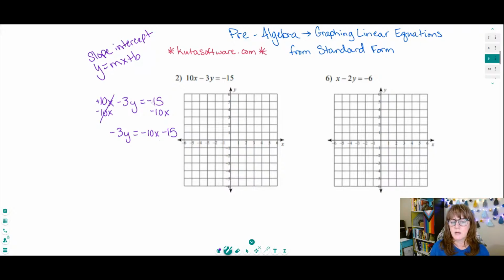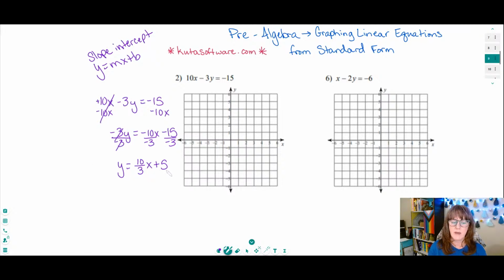As long as you keep whatever sign is in front of each term, you can switch them around. All right, and then our last step here is we still need to get this y by itself. So we're going to divide by -3, and that means every term gets divided by -3. So that cancels out over here, leaving us with y equals, our negatives are going to cancel out. So I'm just going to write this fraction as 10 over 3 x, and then -15 divided by -3 gives us positive 5. So now we have it in that slope-intercept form.